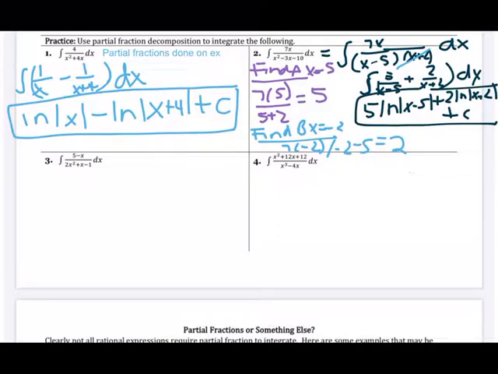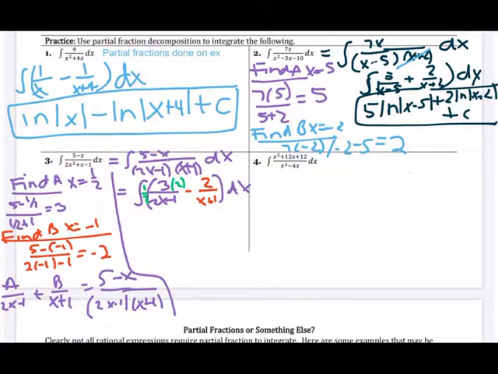So why don't you go ahead and pause the video and work through number 3. Then unpause the video to see how you did, and then work through number 4. Number 4 is going to take a little bit more work, but you can still use the Heaviside method. You're just going to have to find an A, a B, and a C value. So go ahead and pause the video and work on those 2 problems.